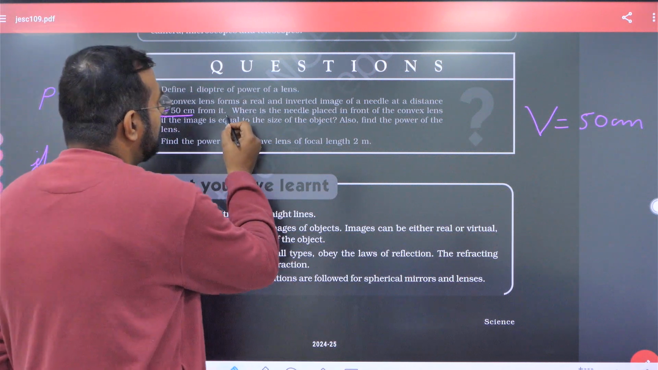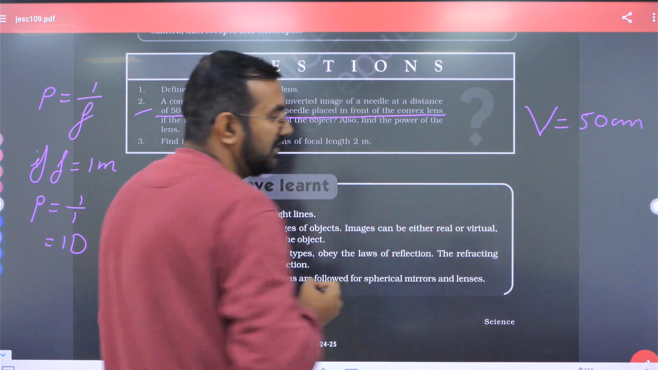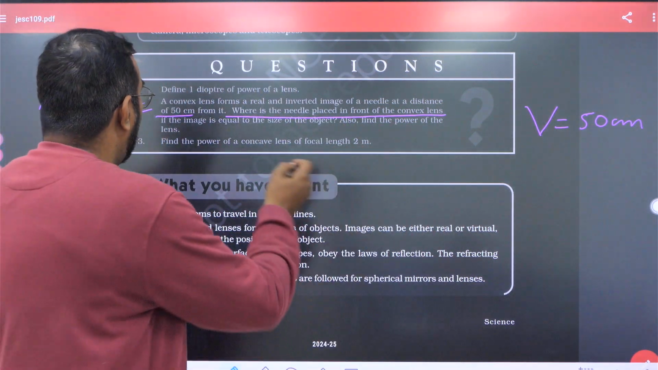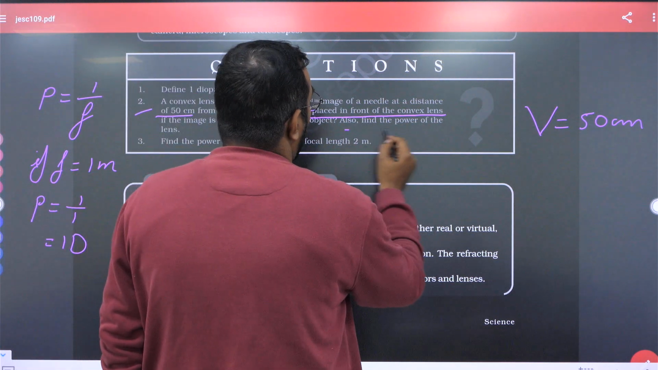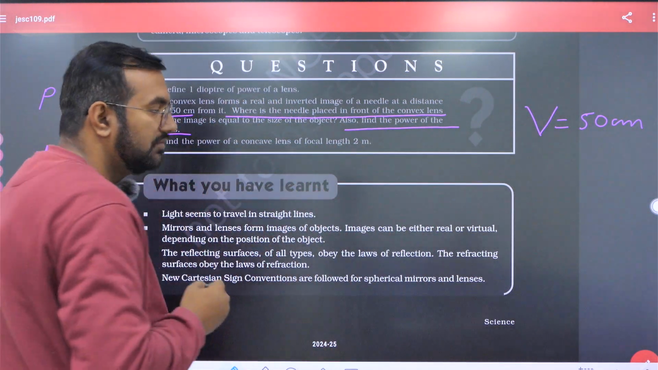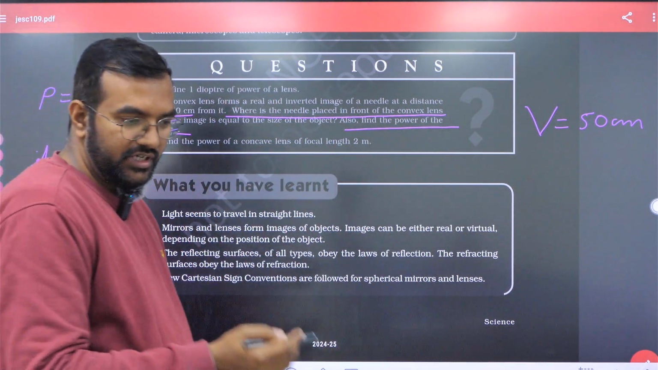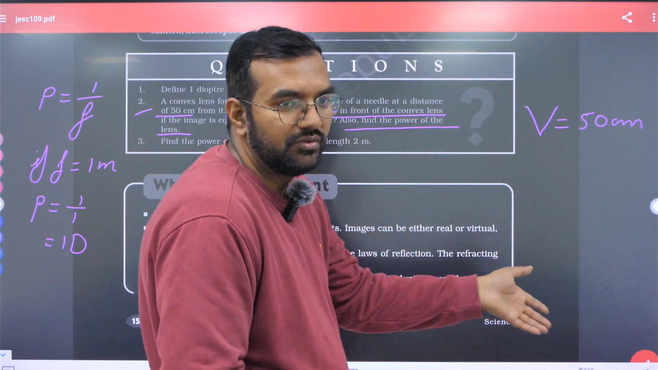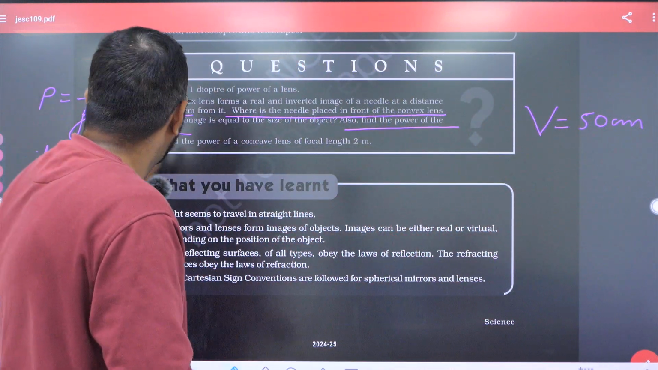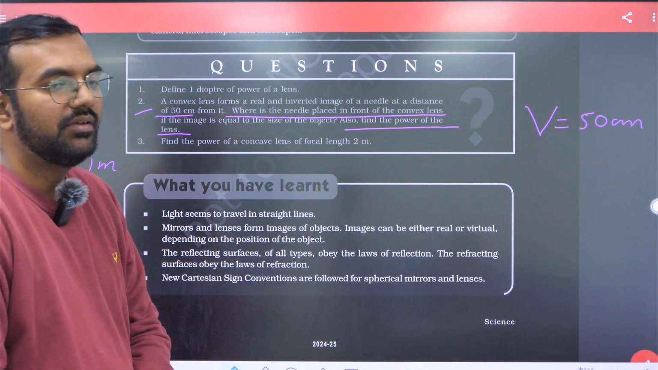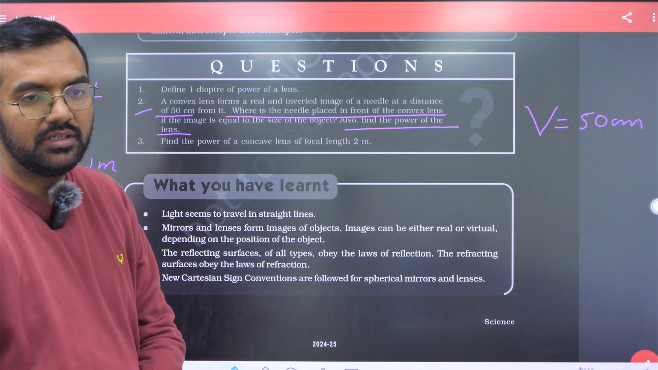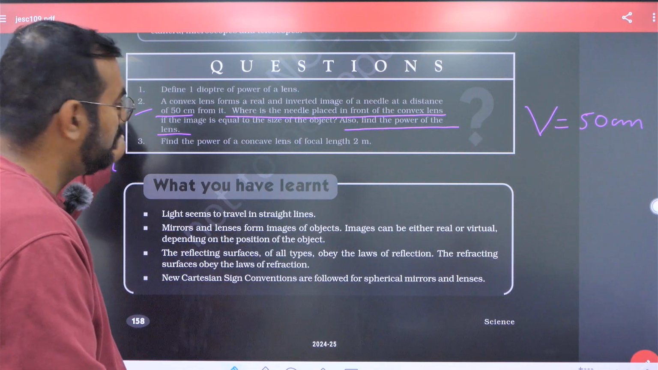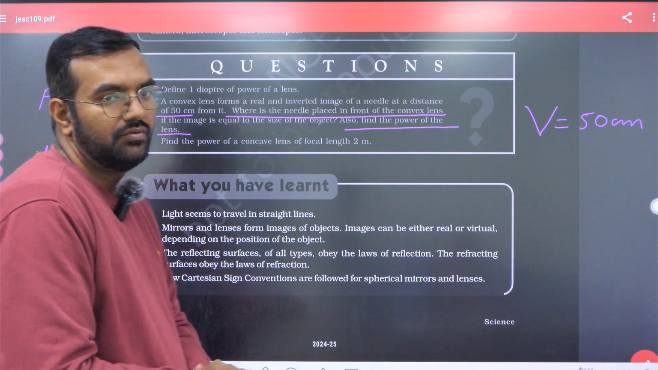So where is the needle placed in front of the convex lens? At a distance of 50 centimeter. And the power of the lens is 4 diopter, because the radius of curvature is 50, the focal length will be 25 centimeter, which means 0.25 meter. Then P is equal to 1 upon 0.25, that will be equal to 4 diopter.